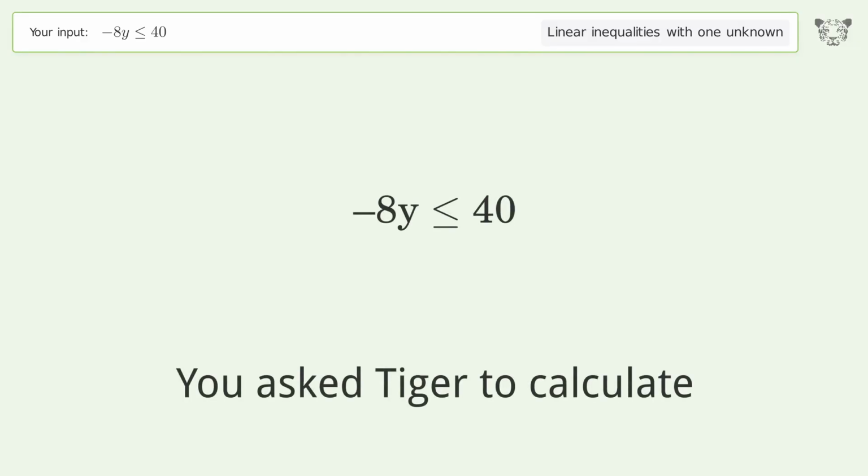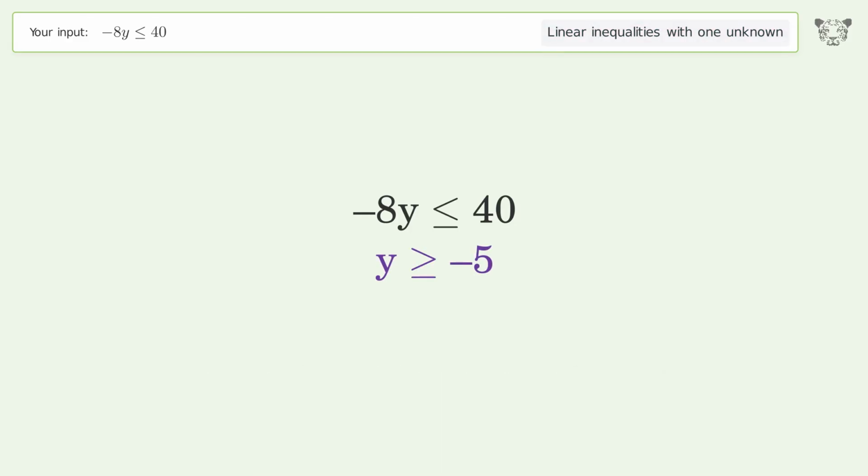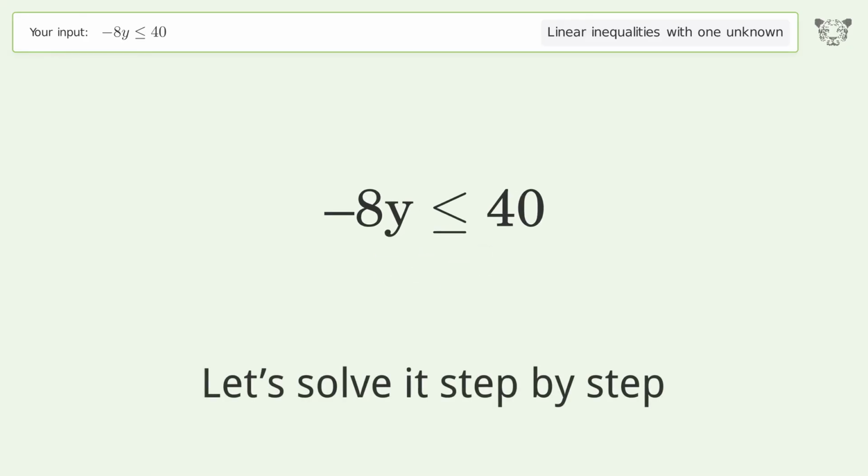You ask Tiger to calculate. This deals with linear inequalities with one unknown. The final result is y equal or greater than -5. Let's solve it step by step.